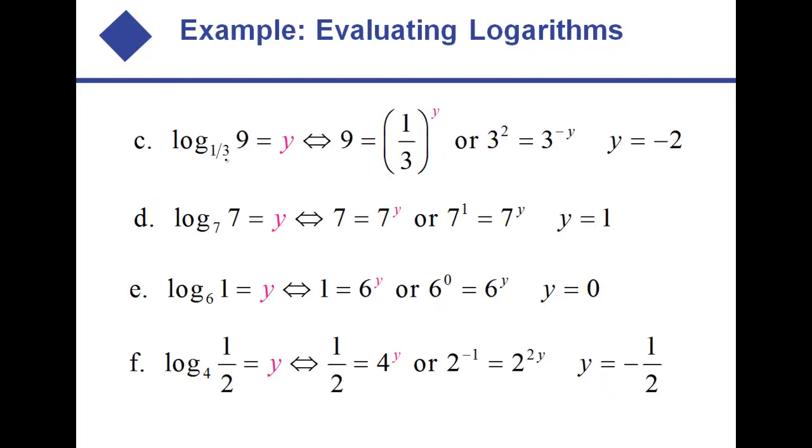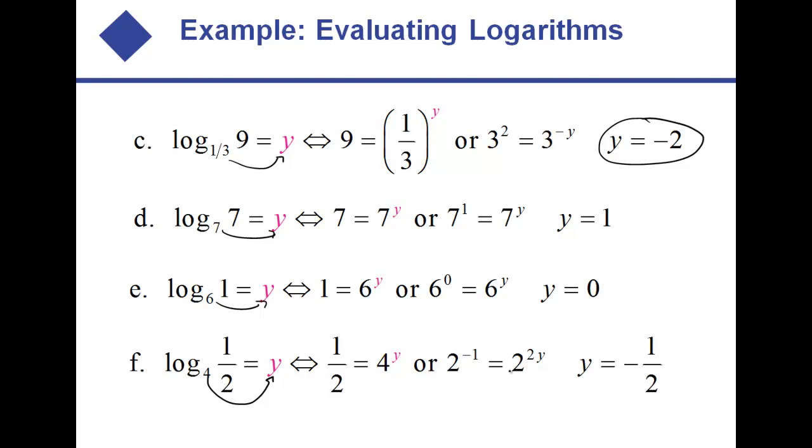1/3 to what power equals 9? Well, we know 3 squared is 9. 1/3 squared would be 1/9, but to flip it, it's got to be negative 2. So negative 2. Obviously, 7 to the 1 equals 7. 6 to the 0 equals 1. And then 4 to what power equals 1/2? Well, we know that 2 to the minus 1 equals 1/2.